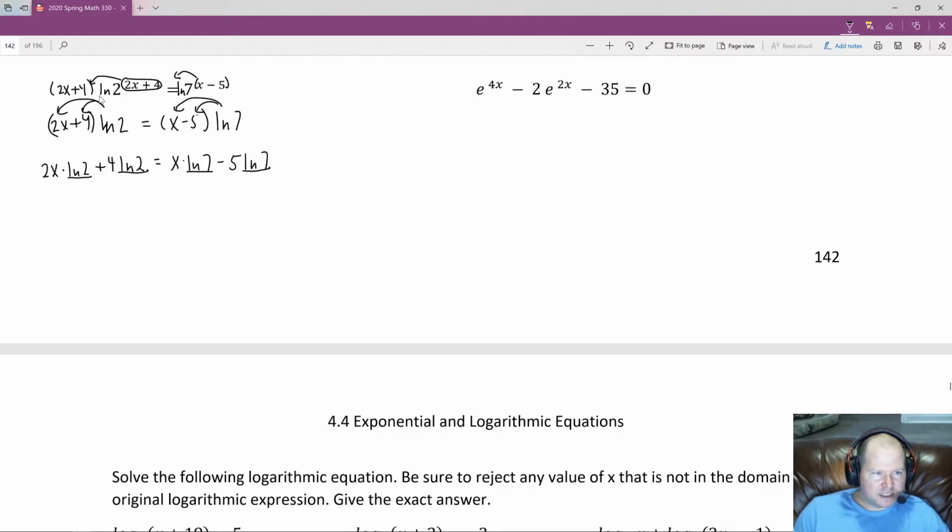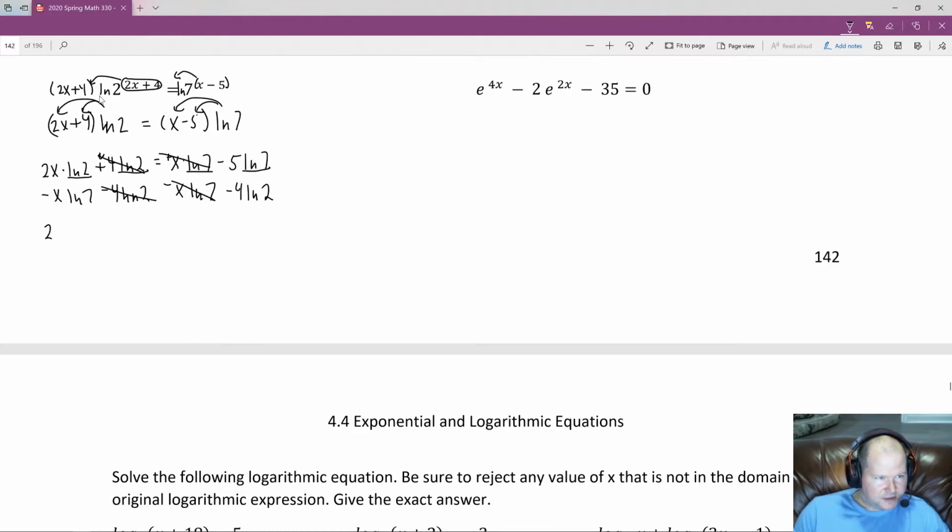So I'm going to get rid of this positive x on this side. So I'm going to subtract x ln 7 from both sides. And I want to get all my constants on my right side, so I need to undo this addition right there. So I'm going to subtract 4 natural log of 2. So these cancel out over here, and these cancel out over here.